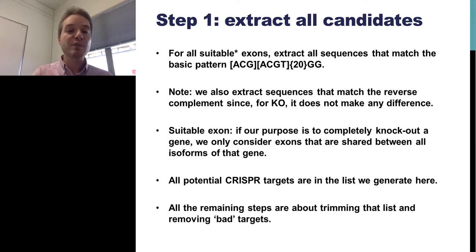Once we've extracted the sequences that match that pattern, we know that all the potential CRISPR targets for that gene are in the list. The only thing we have to do now, and it's a very important thing, is to go through that list and remove what we consider might be bad targets. They're going to be bad either because we think they're not going to be efficient, or because we think they're not going to be safe. So step one is to extract all the candidates, and all the remaining steps are about filtering that list, so that at the end we're only left with what we think are safe and efficient targets.